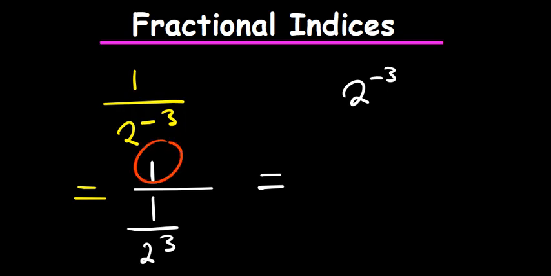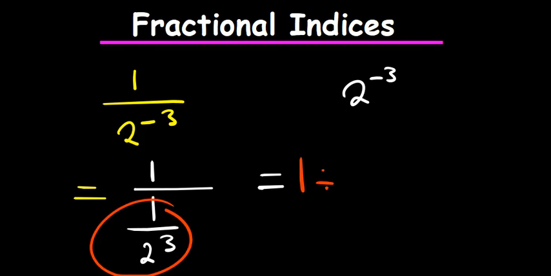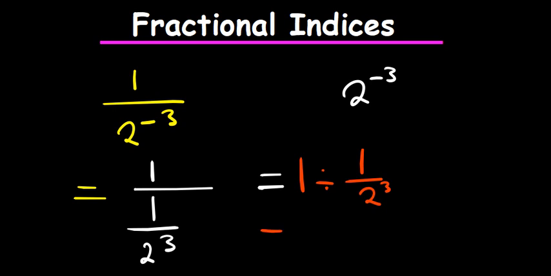Write your 1. This is a division symbol, so divided by, what are we dividing? We're dividing it by 1 over 2 to the power 3. Then you solve. 1 divided by 1 over 2 to the power 3. It is 2 times 2 times 2, which gives us 8.